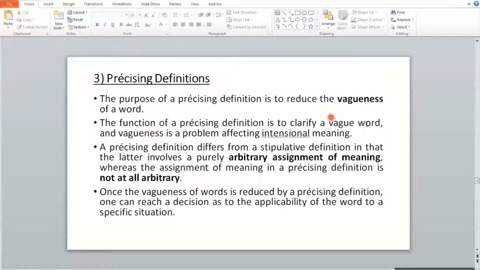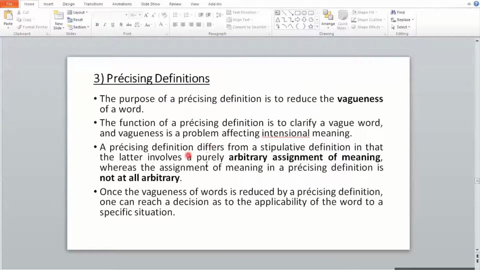So it helps us reduce the vagueness of a term. The function of the precise definition is to clarify vague words. So precise definition clarifies the vague words and vagueness because they are problems that affect intentional meanings. We have taken that those language defects basically affect the intentional meanings.